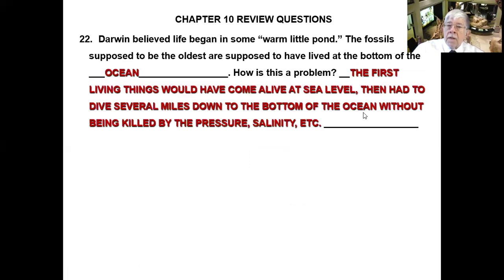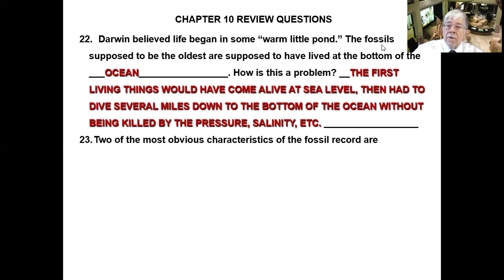Darwin believed that life began in some warm little pond by something similar to the Oparin-Haldane hypothesis. He didn't attempt to identify what, but he said it's a warm little pond. So the fossils, in contrast to what Darwin believed, the fossils that are supposed to be the oldest are supposed to have lived at the bottom of the ocean. So that's a problem because the first living things would have come alive at sea level. Then they had to dive several miles down to the bottom of the ocean without being killed by the pressure, by the difference in salinity, and all of those other factors.